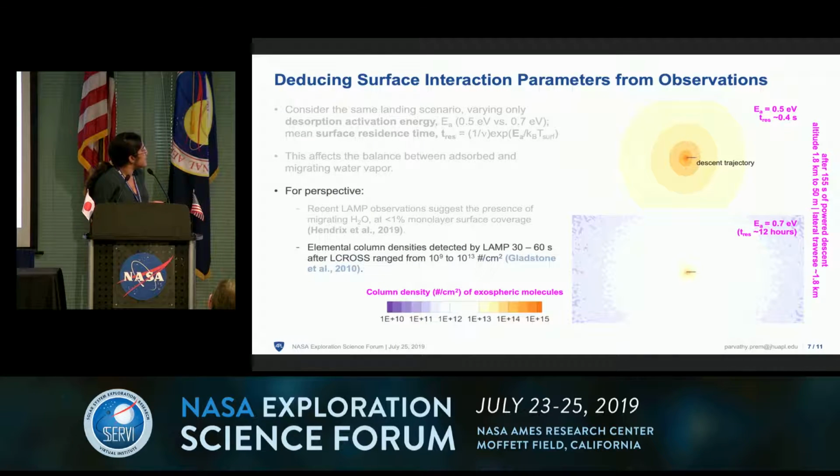You can see that in the vicinity of the spacecraft, the column density in the two cases where we vary activation energy is similar, but the way in which it falls off is significantly different. And there are some differences in the shape of the column density distribution as well.